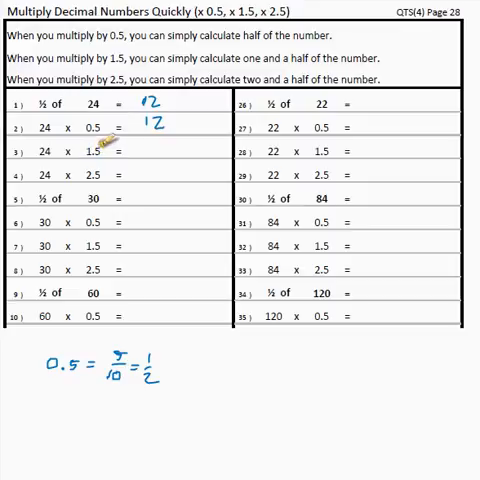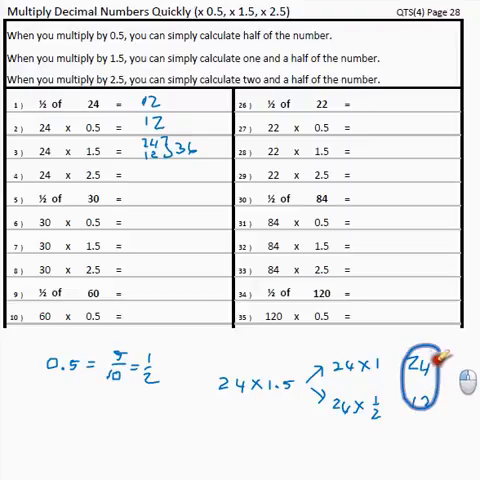24 times 1.5. In other words, you have 24 plus a half of 24, which is 12. That, in other words, gives you 36. So if we explain it down here, 24 times 1.5, you would split that up into 24 times 1 and 24 times a half. 24 times 1 is just 24. 24 times a half is a half of 24, which is 12. We add that up and it gives you 36.